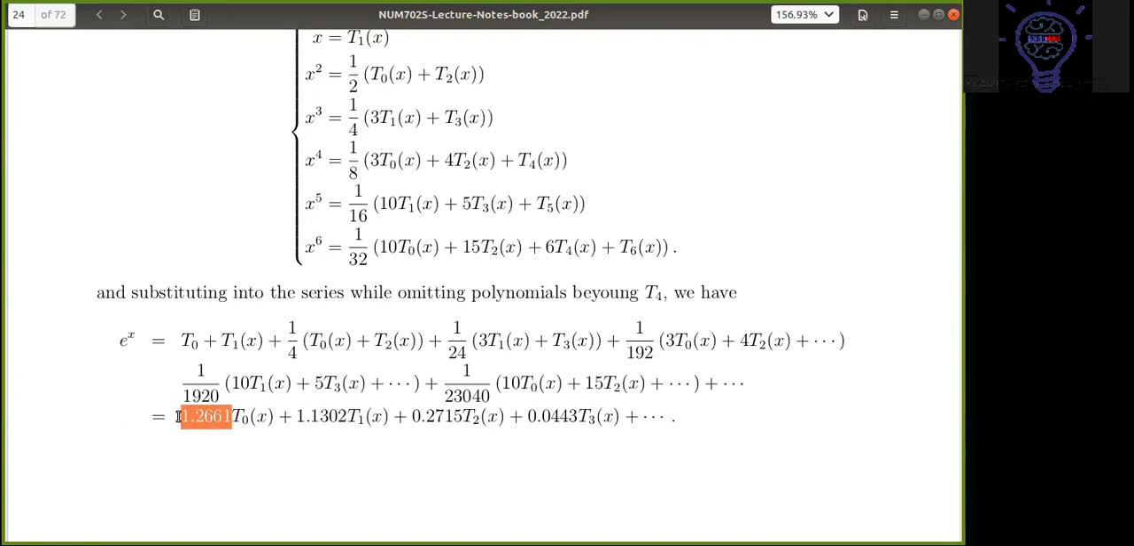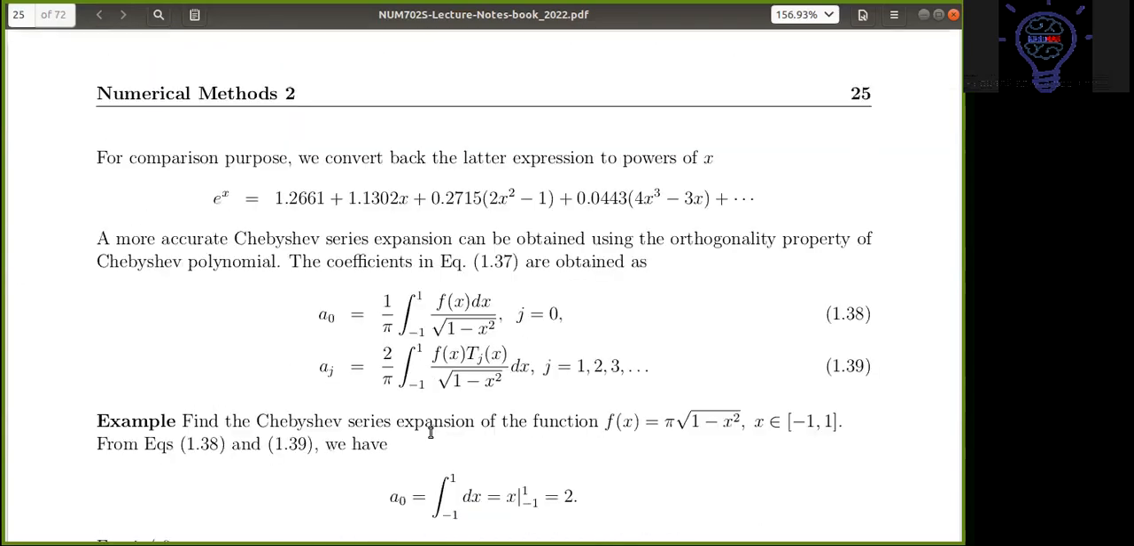It's not an accurate approximation. Even this coefficient of T1, this coefficient of T2, is just a simple approximation. The approximation is not accurate because there are terms that we did not substitute in this expansion. But still, it can be allowed because it gives us a considerable approximation, but not a good approximation. So in order for us to obtain a good approximation of a given function, we will need to proceed differently. We will need to use the fact that Chebyshev polynomials are orthogonal.